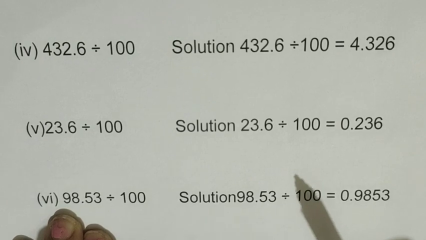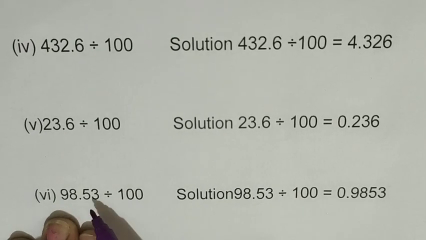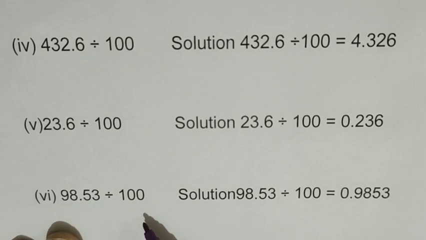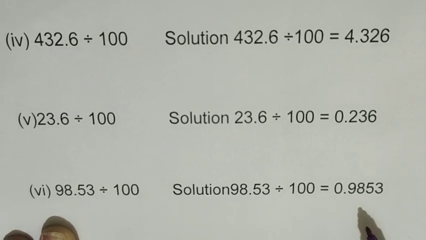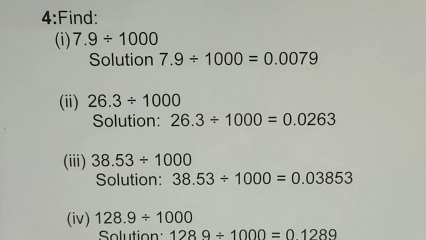So what I want to conclude here is, whenever we are doing the division with 100, the decimal point in the quotient will be moved to the left by 2 places because of the number of zeros. The last question, 98.53 divided by 100 means 0.9853.